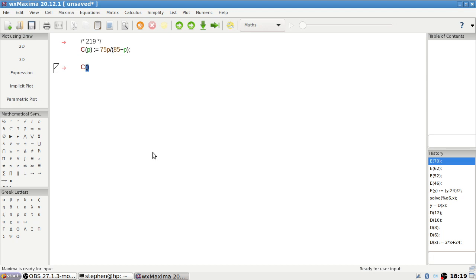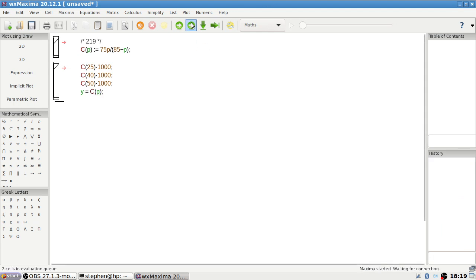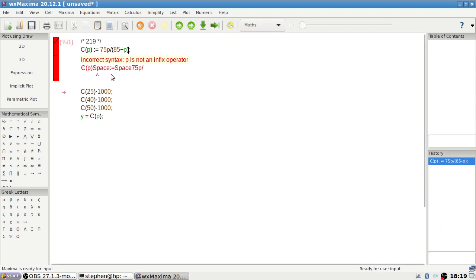Cost of 25. Now this, I'm going to multiply by 1,000, so we'll have the dollar amount because this is in thousands. Cost of 40. Cost of 50. And then find the inverse function. So again, usual story here. y equals C(p). Let's run this. Oops. Oh, I keep forgetting to multiply.